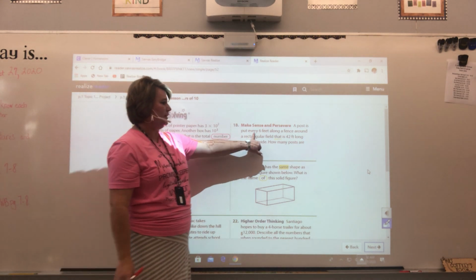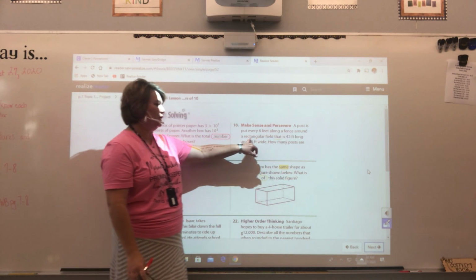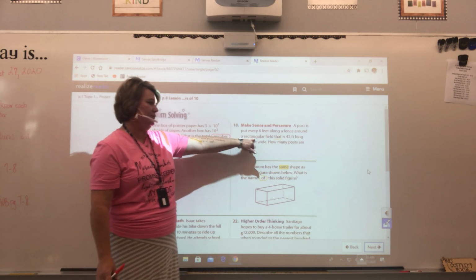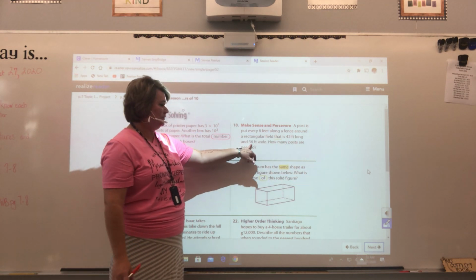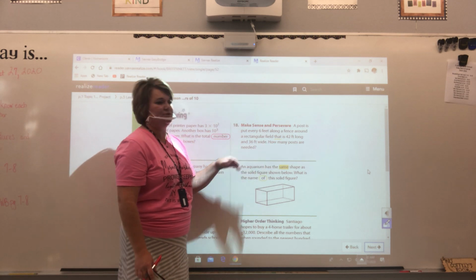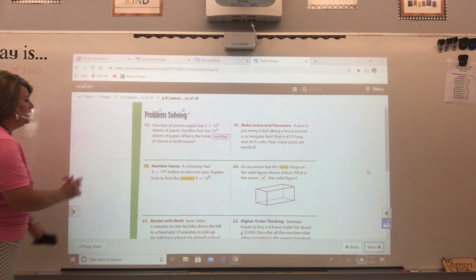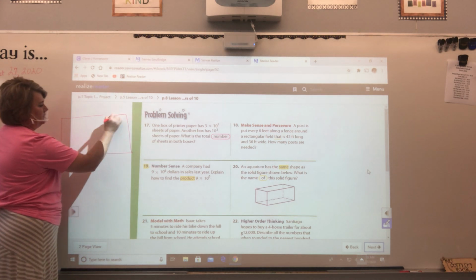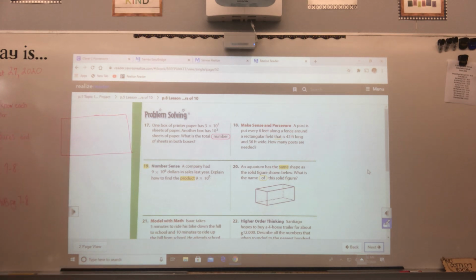A post is put every 6 feet along a fence around a, what kind of shape does this say right here? Rectangular field that's 42 foot long and 36 foot wide. How many posts are needed? So I think on your scrap paper, let's draw that field. It doesn't have to be perfect because I can tell mine's already kind of crooked, but at least it's a rectangle.